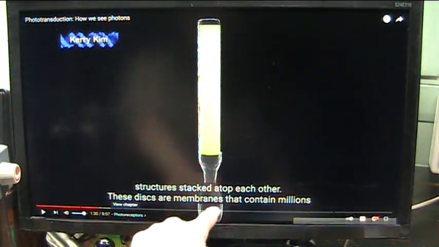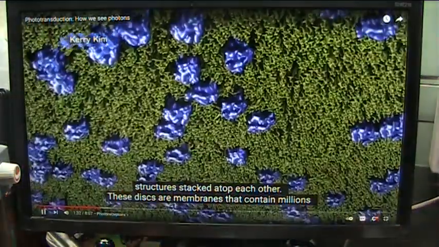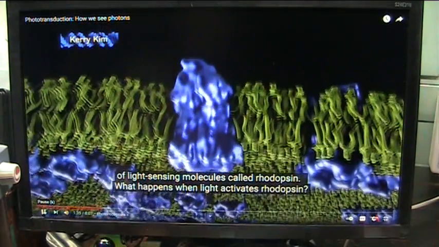The disc membranes that contain millions. These discs are membranes that contain millions of light-sensing molecules called rhodopsin.